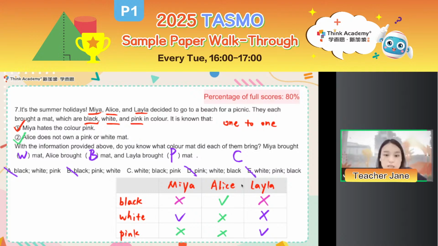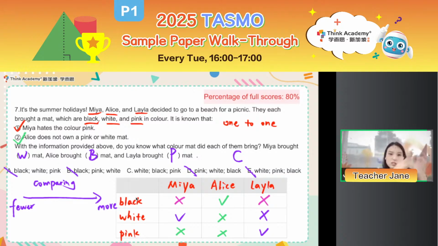So we can see recently we learned a lot of models about how we can solve the problem, right? For example, we learned the magic arrow from the fewer to more. That is when we are comparing something, then we can use the magic arrow. And then today we learn another one. That is when we have a one-to-one relationship, that is one person matched with one item. Then we can just use the table to help us. Okay? Then you can cross out according to the clues.